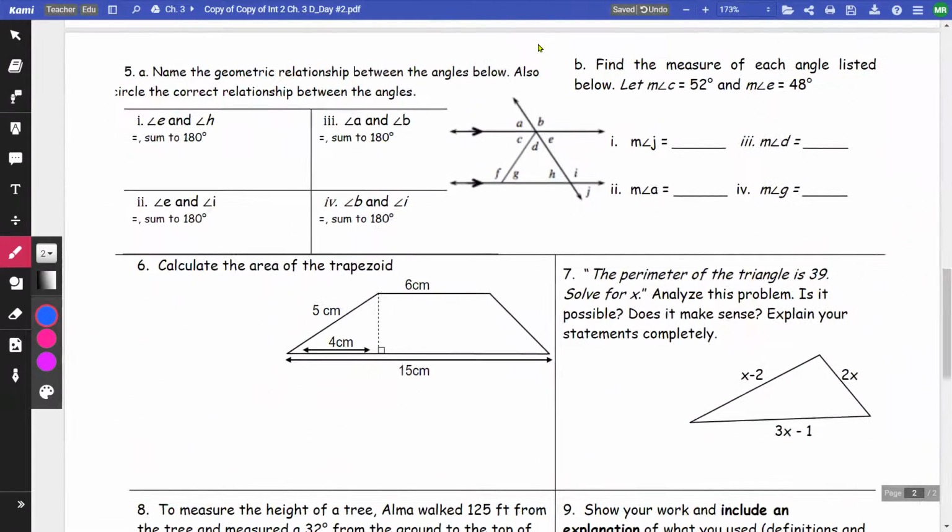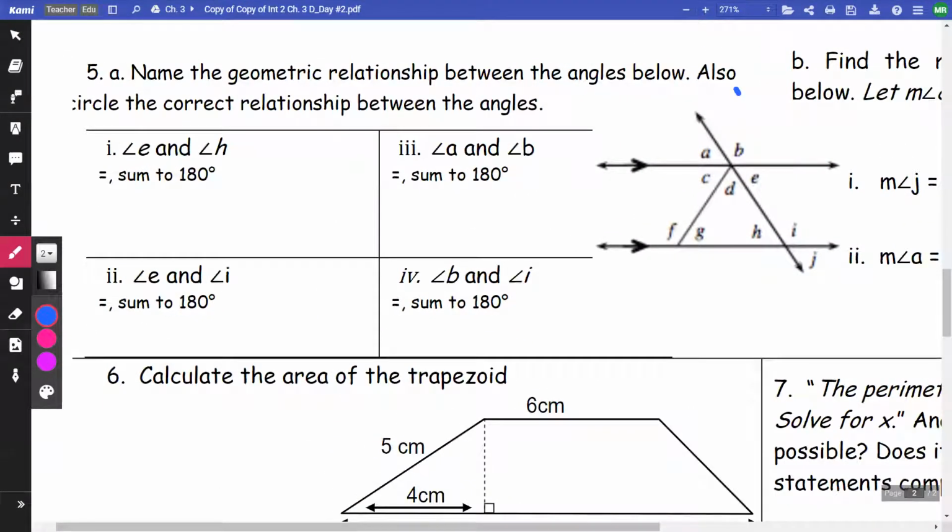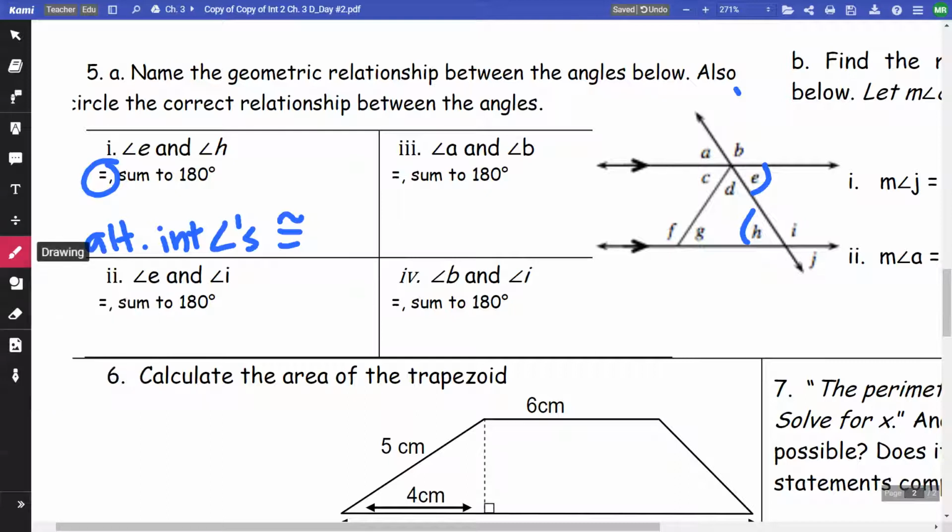Okay, on number 5. So on number 5, we want to decide if these are equal or if they add to 180 and what their relationship is. Okay, so E and H. Okay, so E and H are going to be alternate interior angles, which are congruent when you have parallel lines cut by a transversal. So these are going to be equal. A and B together, those are going to form a straight angle, meaning they add to 180, they're supplementary, they form a line. And so that is going to sum to 180.